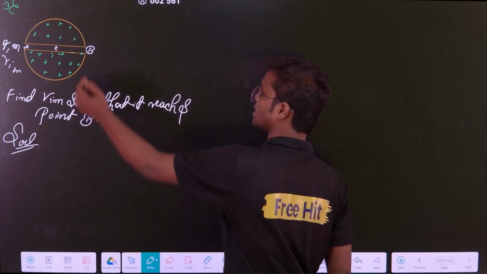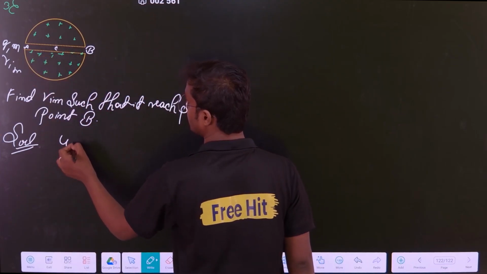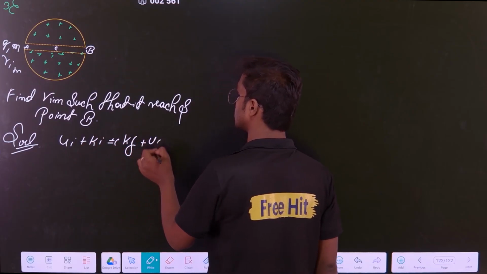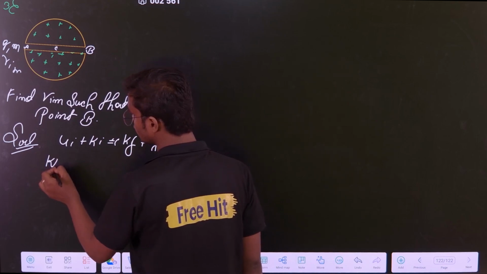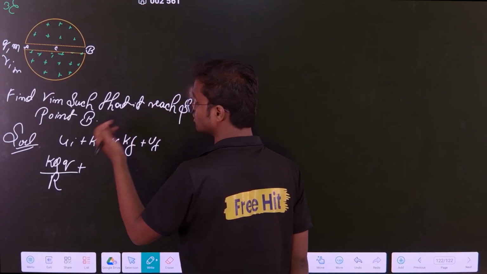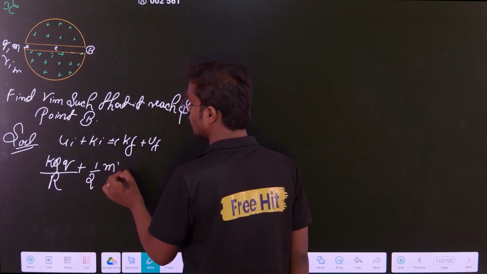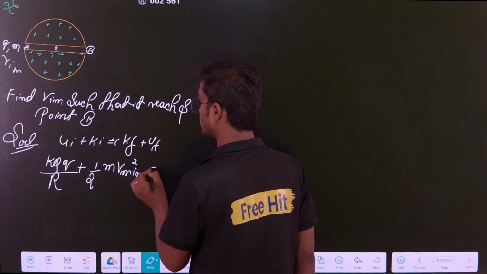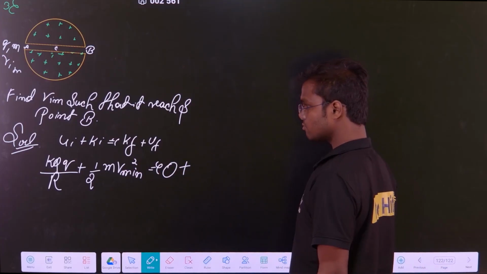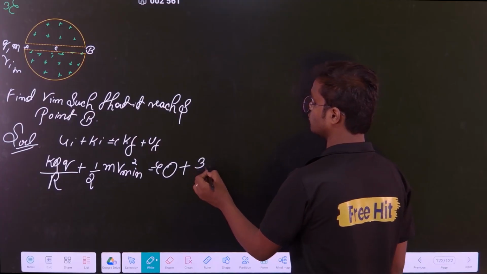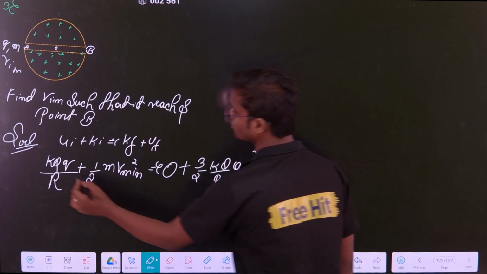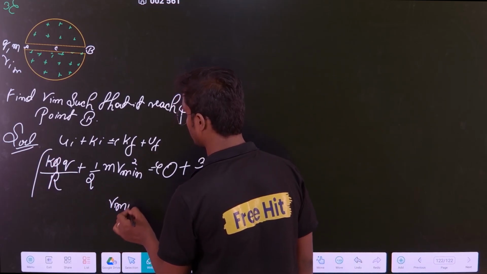So if I apply the energy conservation from A to C, what I will write: initial kinetic energy plus initial potential energy is equal to final kinetic energy plus final potential energy. Correct? What is initial? kQq by r. What is the initial kinetic energy? The initial kinetic energy is half m v minimum square. What is my final kinetic energy? 0. What is my final potential energy? That is 3 by 2 kQq by r. Now you solve from here, whatever you will get, that is my V minimum.